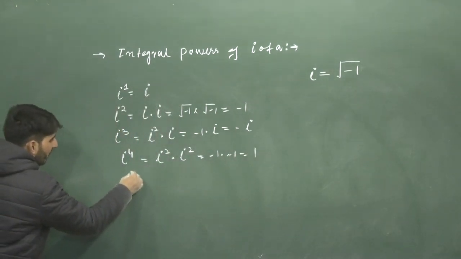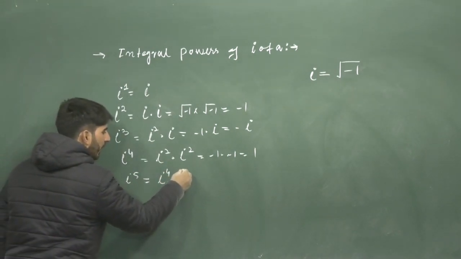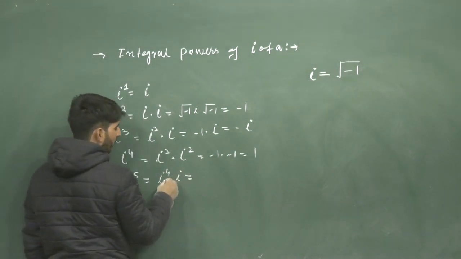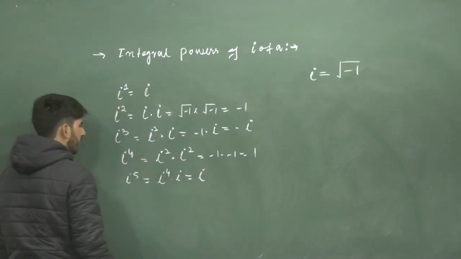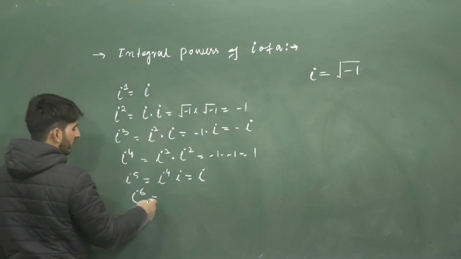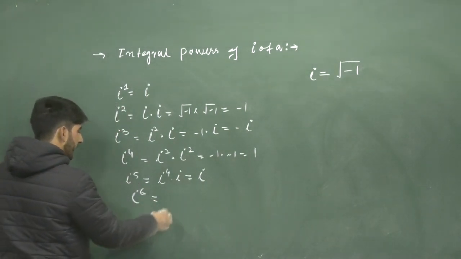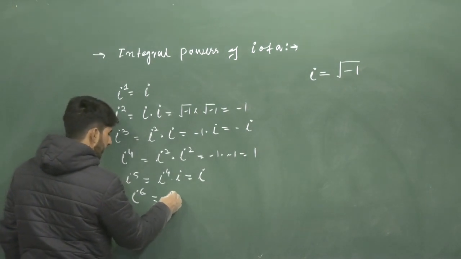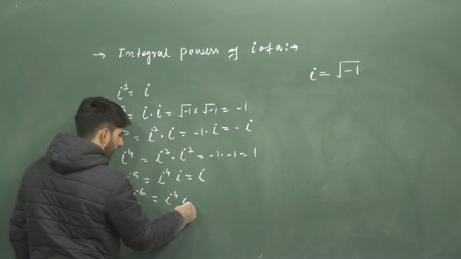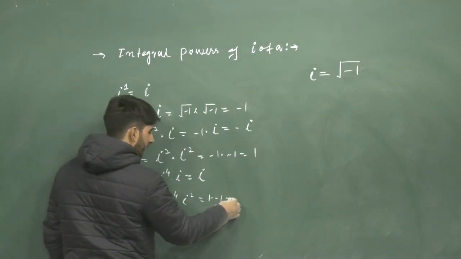And iota power 5, if we solve this like iota power 4 into iota, this is 1 into iota, which is iota. In the same way, iota power 6 is iota power 4 into iota square, this is 1 into minus 1, that is minus 1.